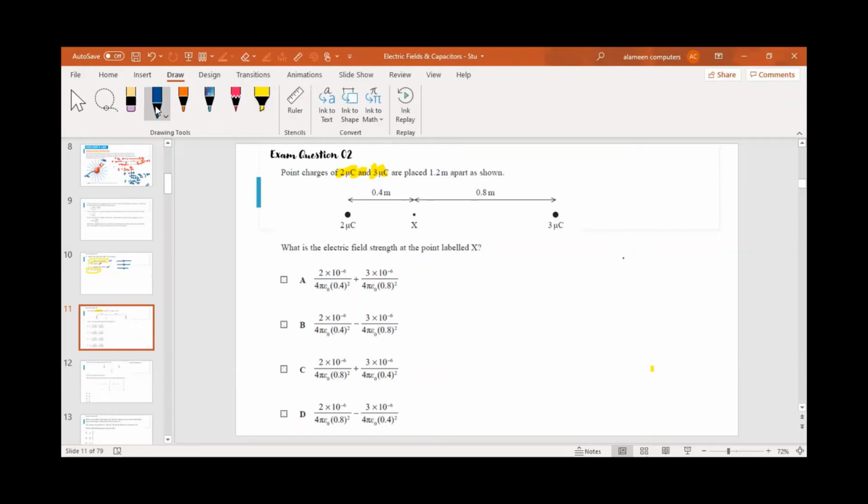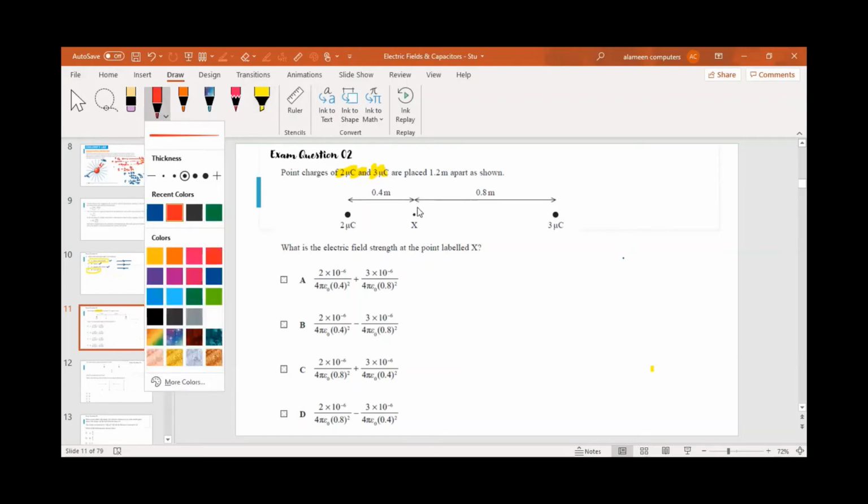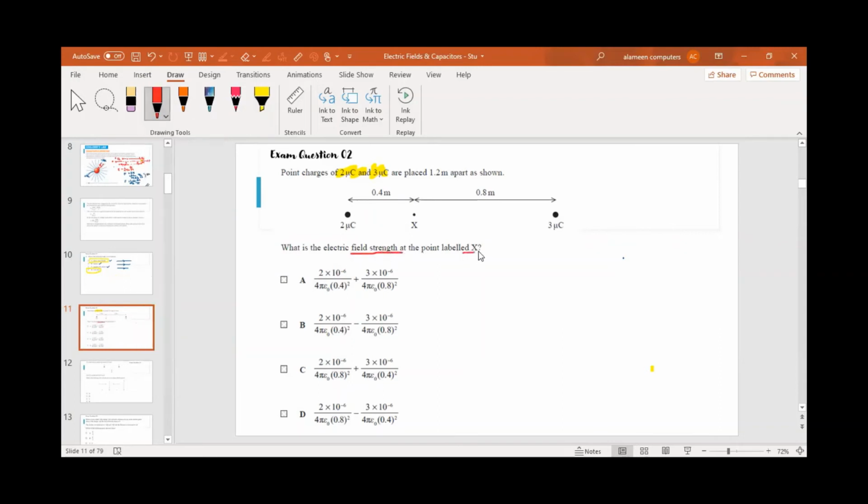Right. So what is the question? Our question is to find the electric field strength at X. Electric field strength by point charges. How do we find electric field strength? Let's go by the definition. Electric field strength is the force on +1 Coulomb charge. Force on positive unit charge.